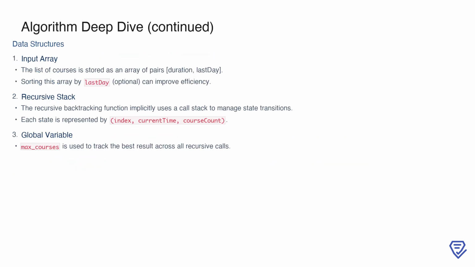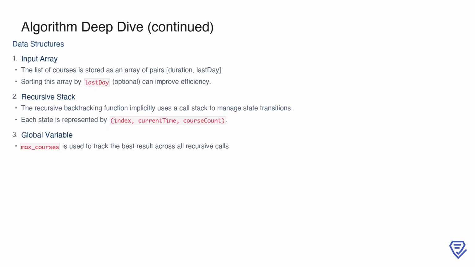Now, let's look at the data structures involved in this approach. First, the courses are represented as an input array of pairs, where each pair contains the course's duration and deadline. Sorting this array by the deadline isn't mandatory for the brute force approach but can significantly improve efficiency in optimized solutions. Next, the recursive backtracking function inherently relies on the call stack to manage state transitions.